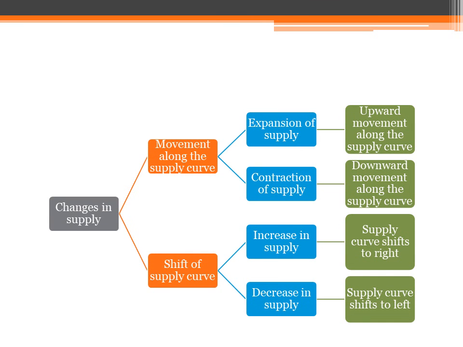So today we have discussed changes in supply. There are mainly two types of changes in supply. One is movement along the supply curve and the other is shift of the supply curve. Movement along the supply curve can be divided into expansion of supply, an upward movement along the supply curve, and contraction of supply, a downward movement along the supply curve. Increase in supply means the supply curve shifts to the right, and decrease in supply means the supply curve shifts to the left.